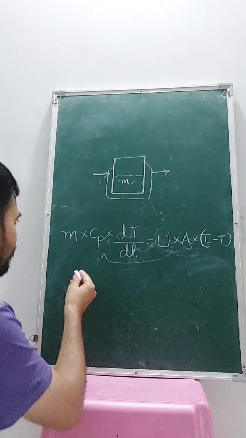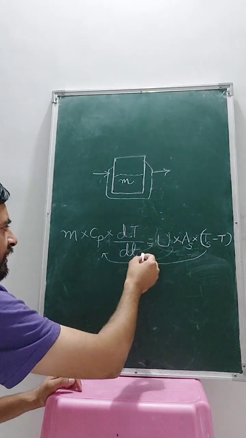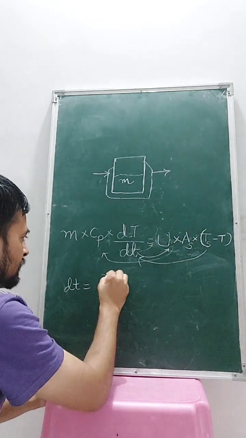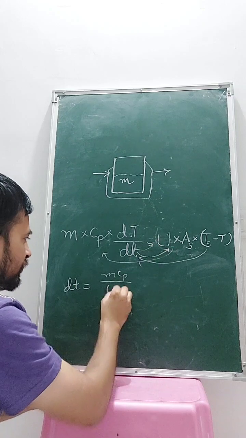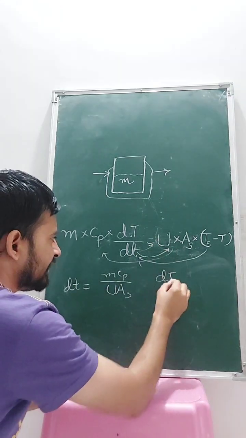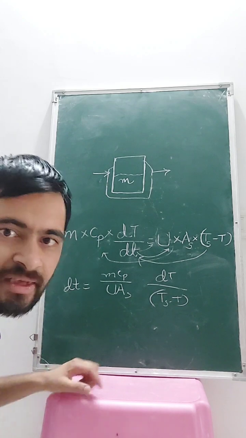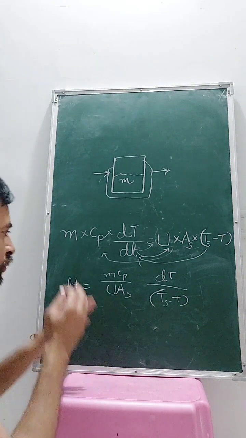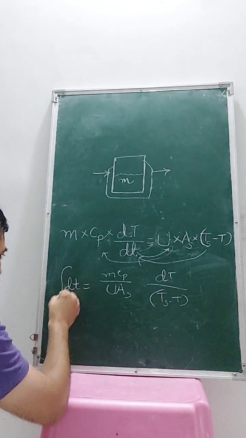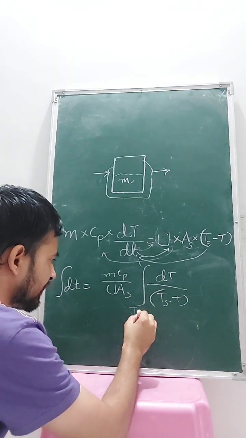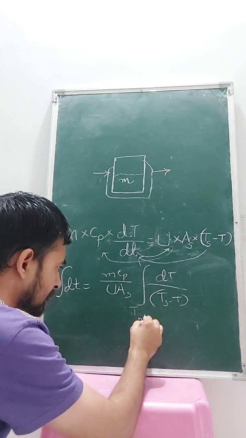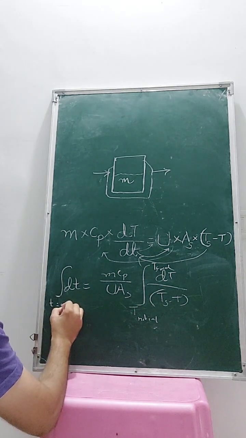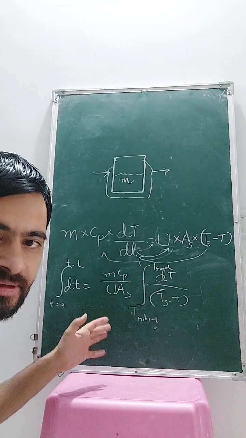Now, so let us do this. Take this whole from here, and this dT you can take it there. So dt equals mCp upon UA, s dT upon Ts minus T. Okay, now T is any temperature at any given point of time. Now to remove this differentiation, you have to do integration on both the sides. So this is T. So T initial, T final, and here time equal to 0, time equal to t. This is the completion time.